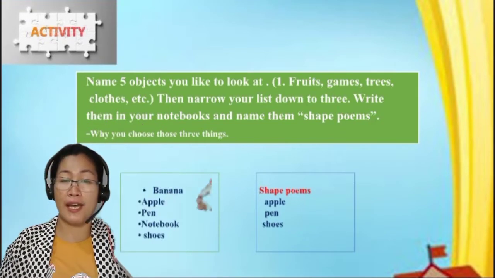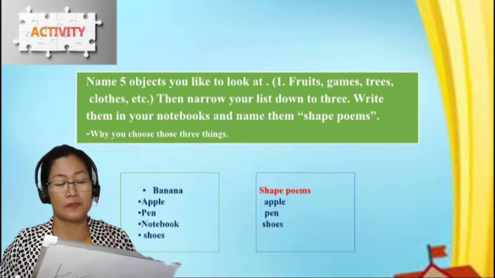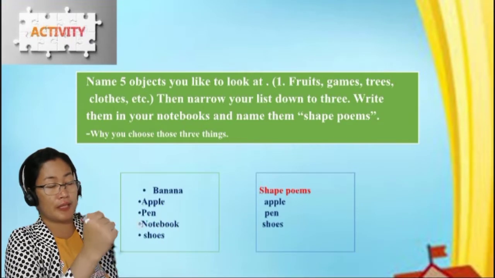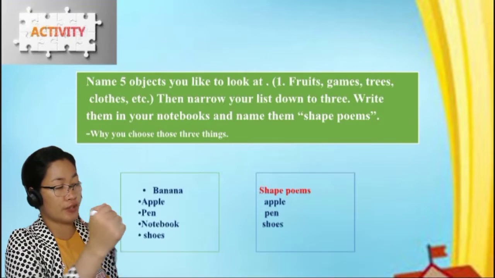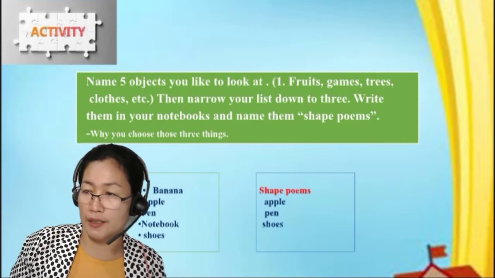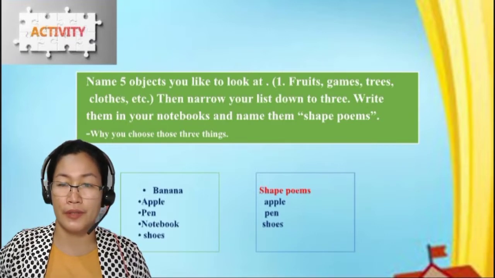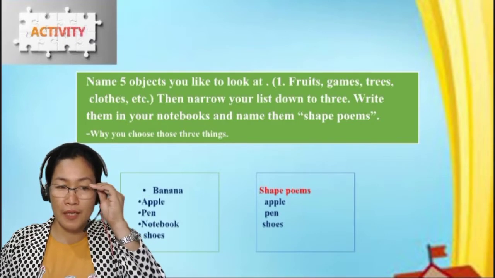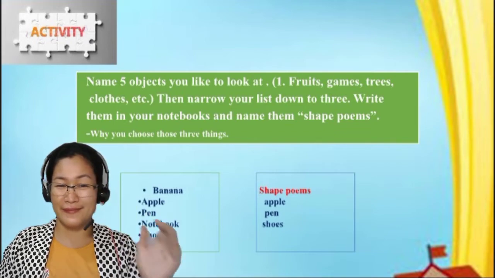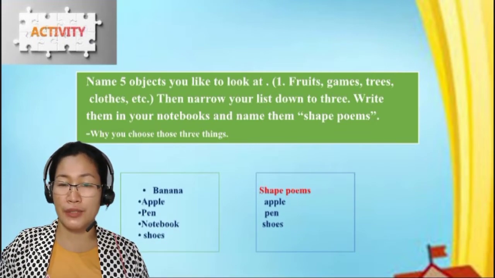You have 5 minutes to do it. Why did you choose those 3 things? For example, apple, pen, and shoes. Why did you choose apple, why did you choose pen and shoes? You have to write them in your notebook, up to 5 sentences only. Okay? So, are you done? Alright, so we're done. Let's continue.